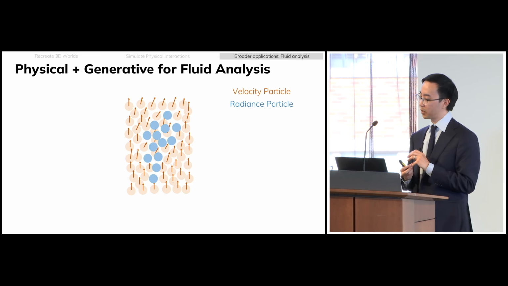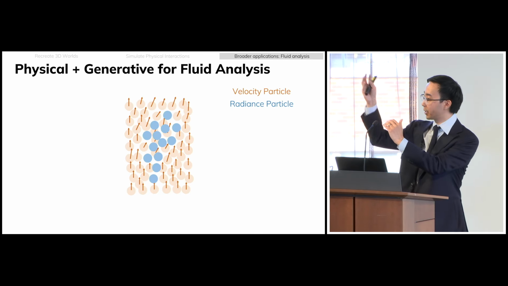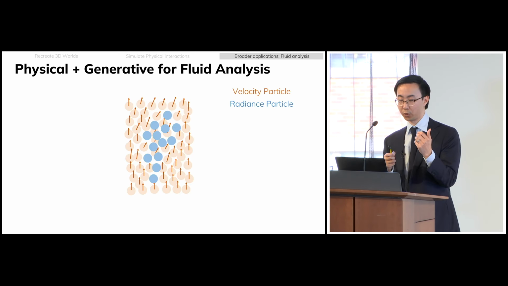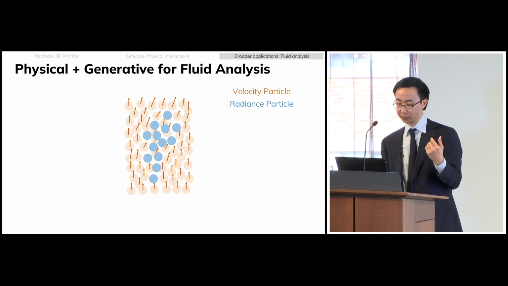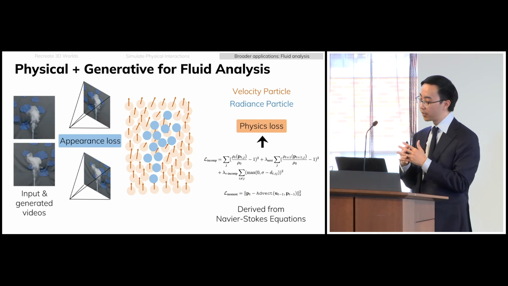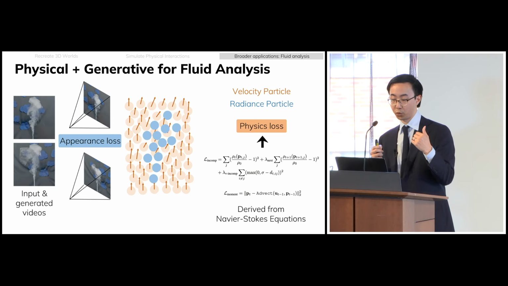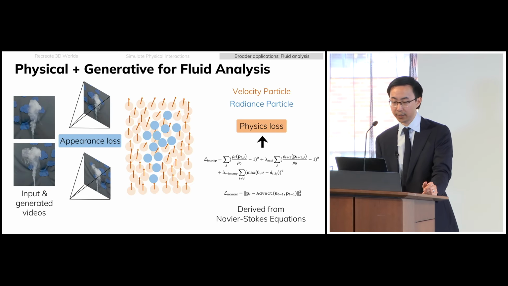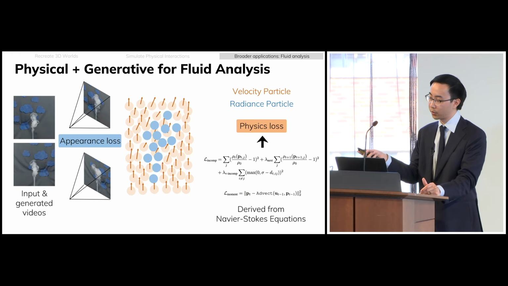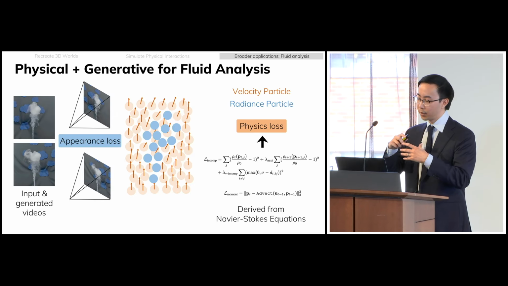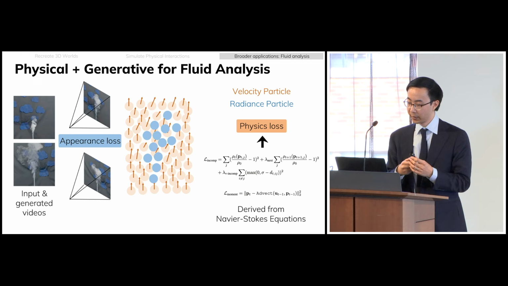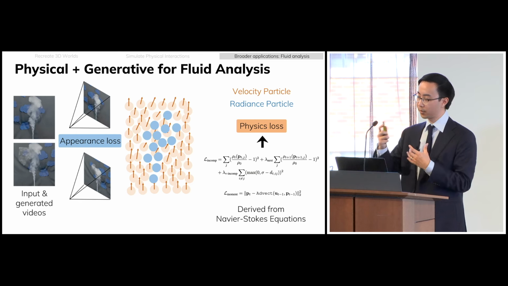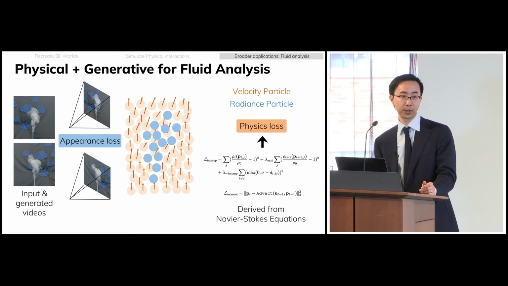Each radiance particle represents a small radiance field, and they are transported by the velocity field in a differentiable way. The radiance particle also allows differentiable rendering, which enables gradient-based optimization. So we can then use an appearance loss through differentiable rendering and differentiable transport to reconstruct both the radiance field and the velocity field. In addition to the appearance loss, we also have a physics loss derived from the Navier-Stokes equations. The loss enforces that the reconstructed velocity field should be incompressible, and it should conserve mass and momentum during the transport process. Now, with both the physics constraint and generative priors, we can reconstruct the fluid fields from only a single view.